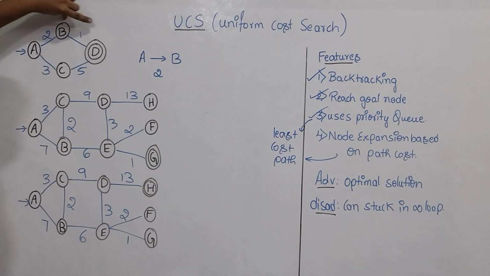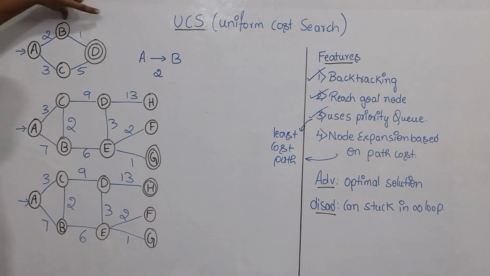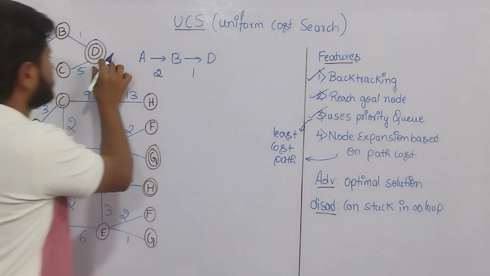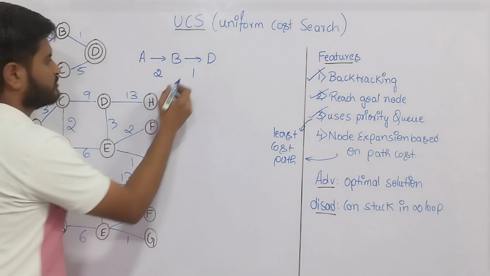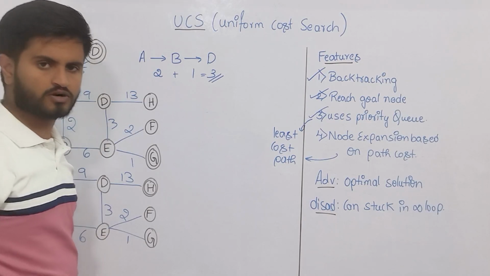Next, from B I can only move to D because I can't go back to A, because I came from A itself. So from B to D the cost is 1. So D is my final state. So I have reached it. So what will be the cost? 2 plus 1 will be 3. So 3 is the total cost.